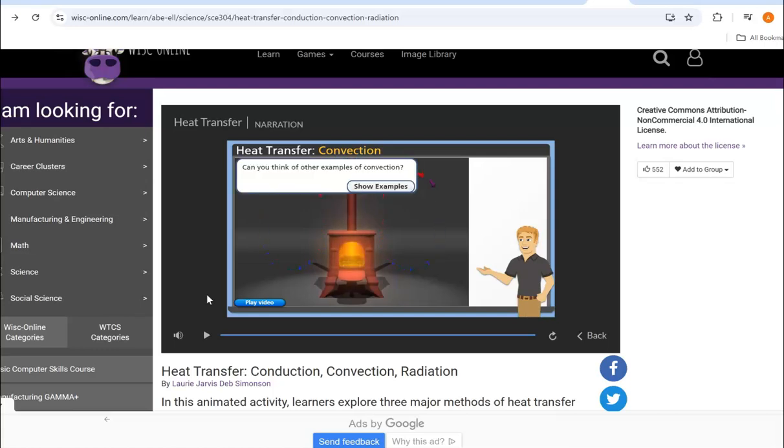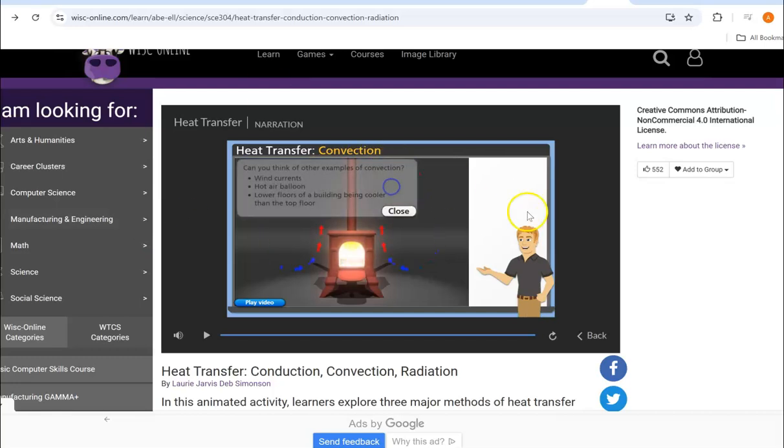That's a good example of a convection current. It says, can you think of other examples of convection? Wind currents. Ooh, hot air balloon, that's a good one. Lower floors of a building being cooler than the top floor, absolutely. Warm air rises, cool air drops or descends. That's why my basement is way cooler than my upstairs.